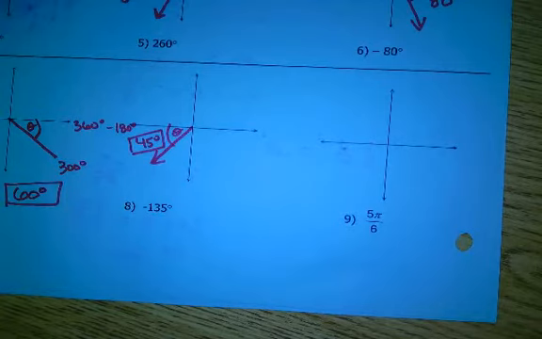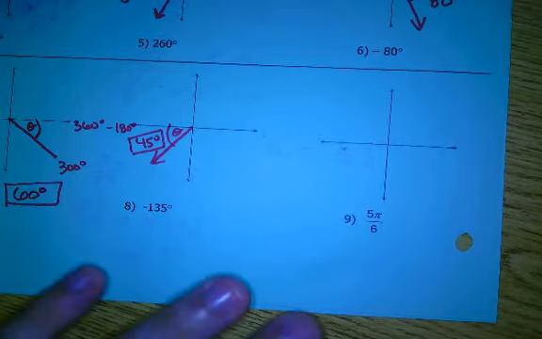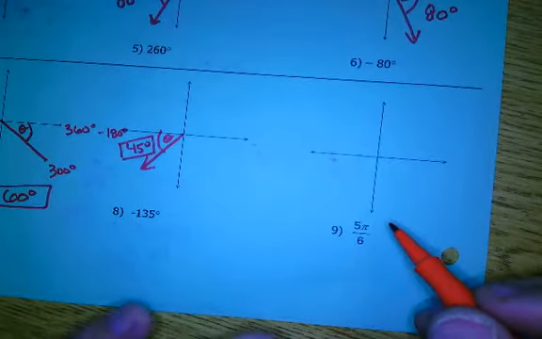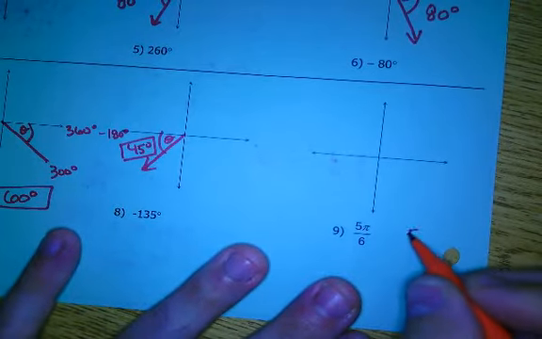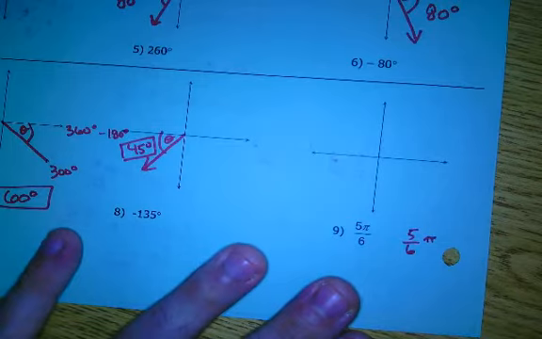Ooh, I knew this was going to happen. So we're going to get 5, 5, or 6. This is where it's really helpful to know which quadrant it's in. This one is really 5/6 pi.